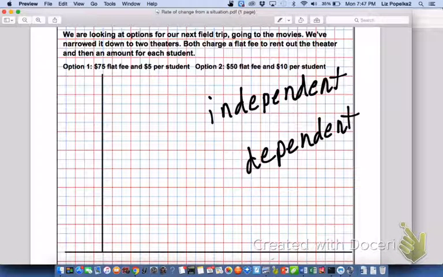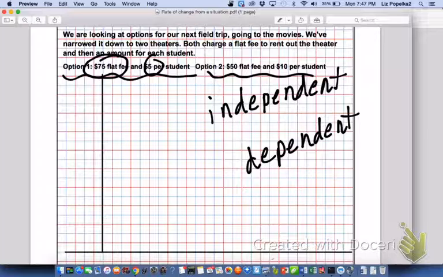And I'm going to use an example that we've already used in class because I think it might be good just to kind of jog your memory. These are the 2 options that we were looking at back when we were picking our movie theater field trip. Option number 1 charges us a $75 flat fee. Remember, that means it doesn't matter how many kids we show up with, we get charged $75 just for scheduling the trip. And then they charge us $5 per student. Option number 2 is charging us a $50 flat fee and then $10 per student.